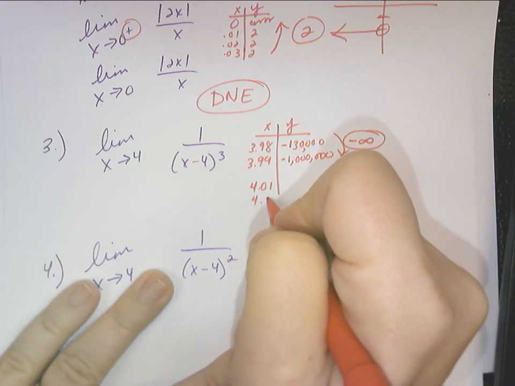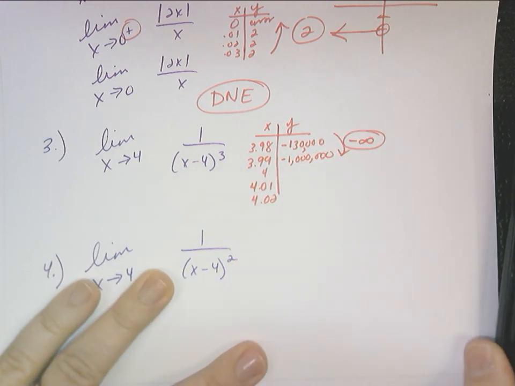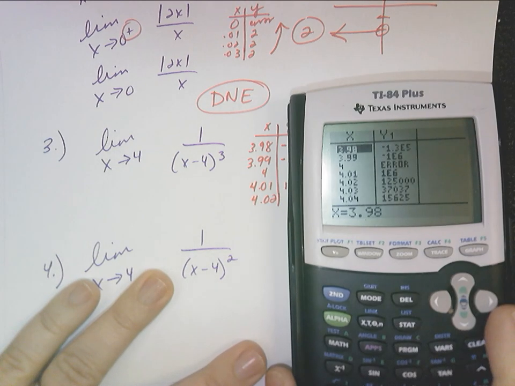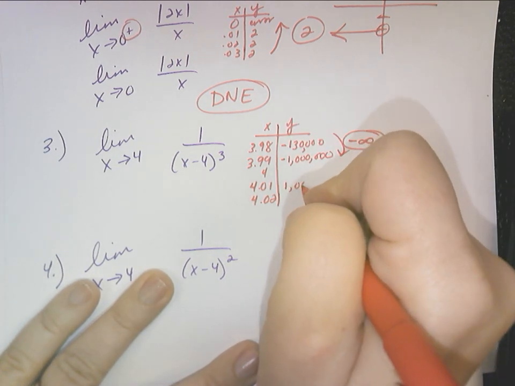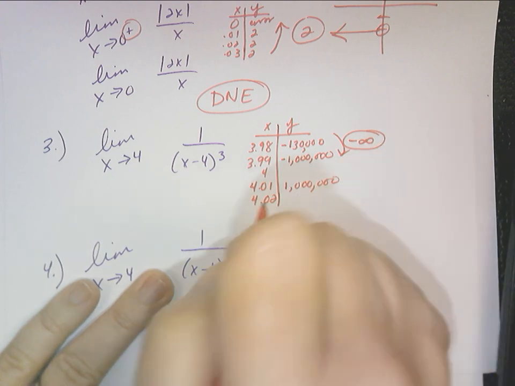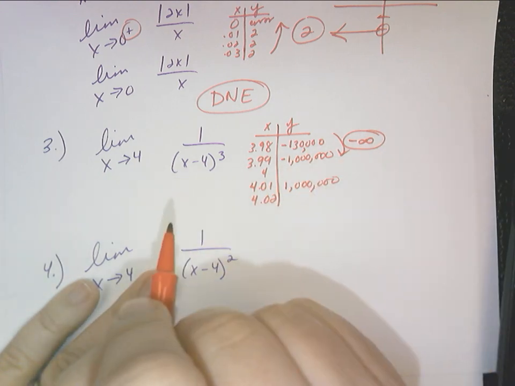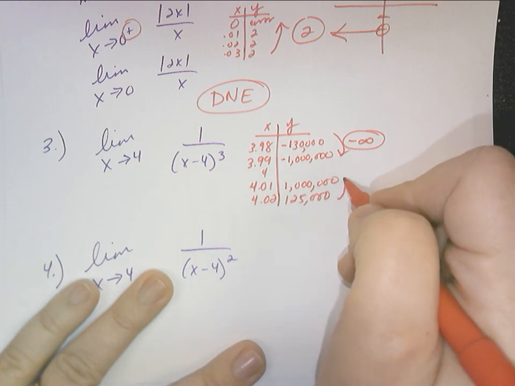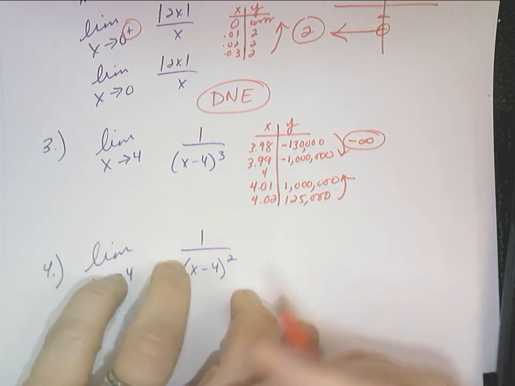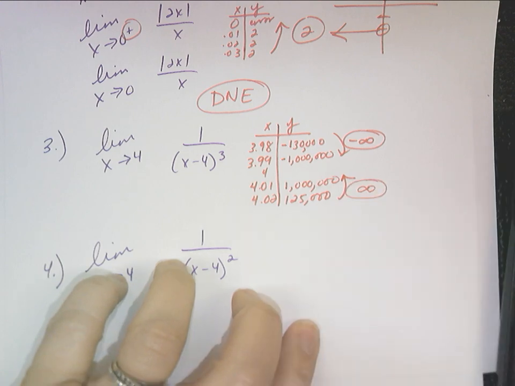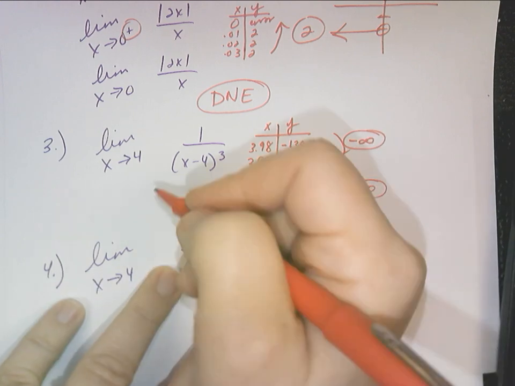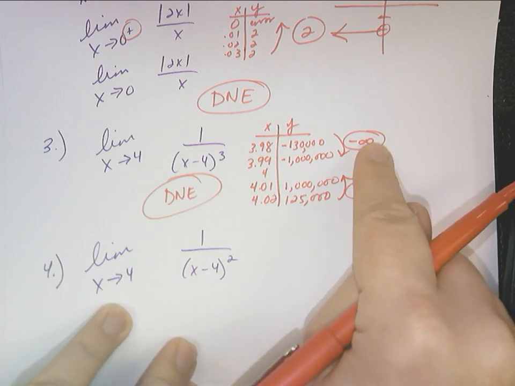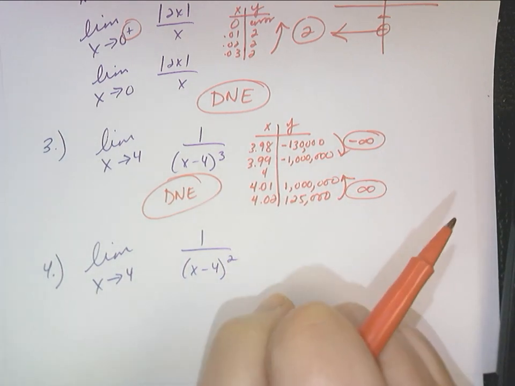But if I go from this side of 4, now look what I have. It says 1e to the 6, which is 1 million. And this one is, shockingly enough, 125,000. So I even lost. What are these values approaching? Infinity. Positive infinity. These are not the same. This is D and E. If they were the same, then that would be your limit, if infinity is your limit.